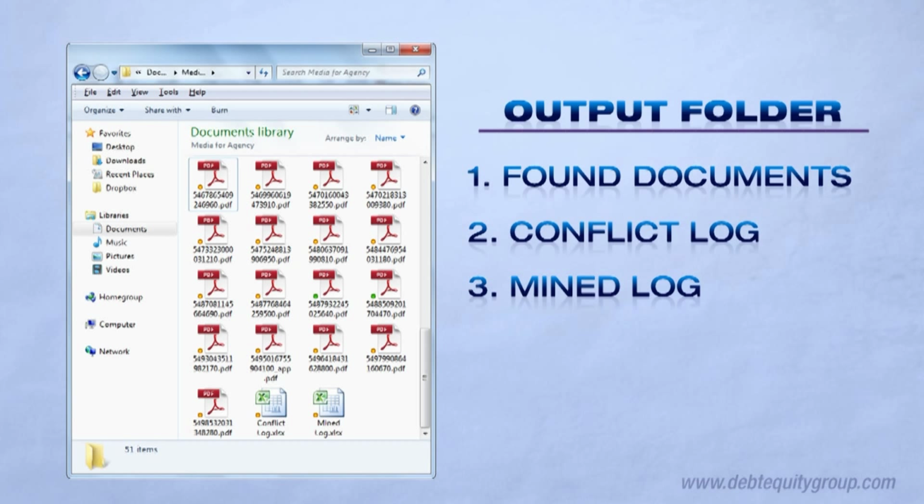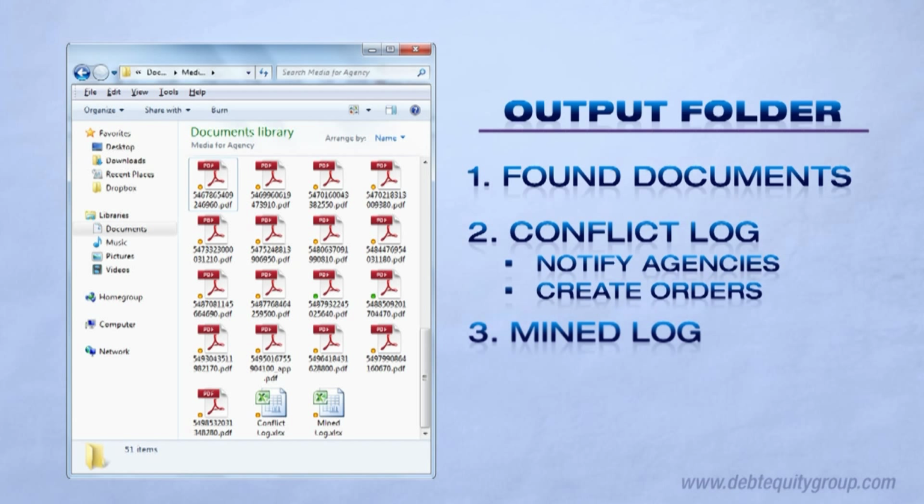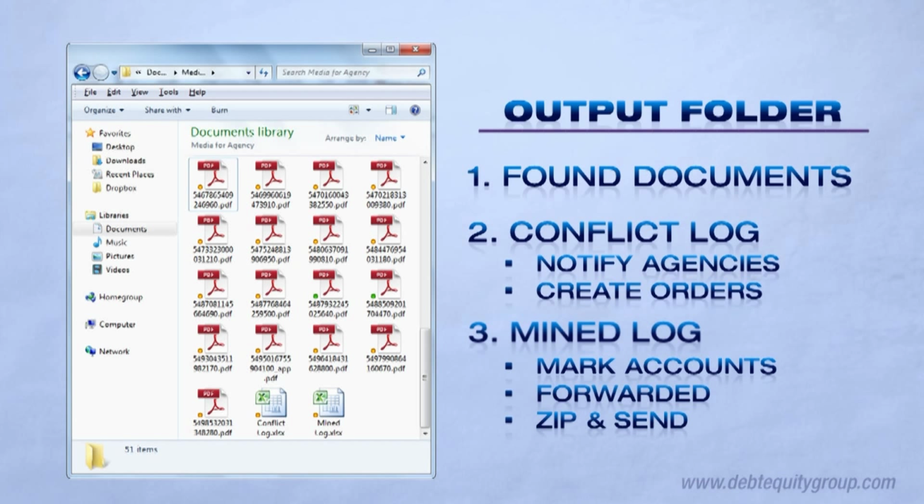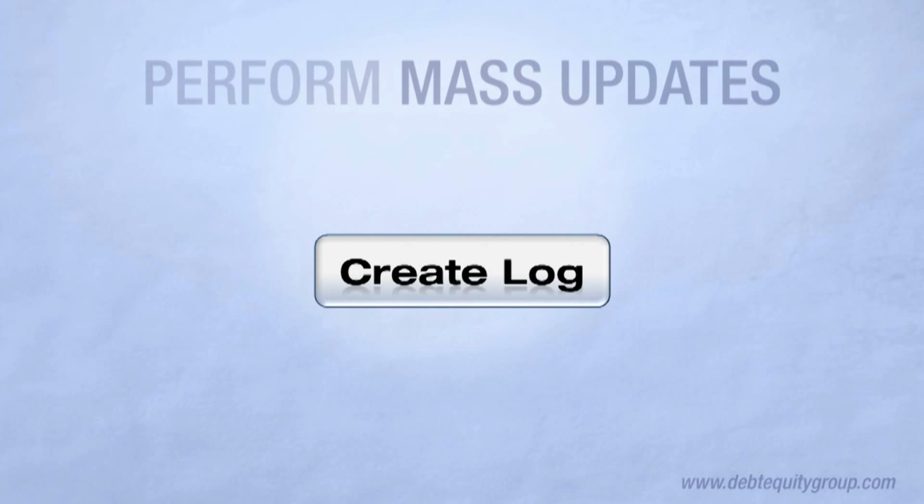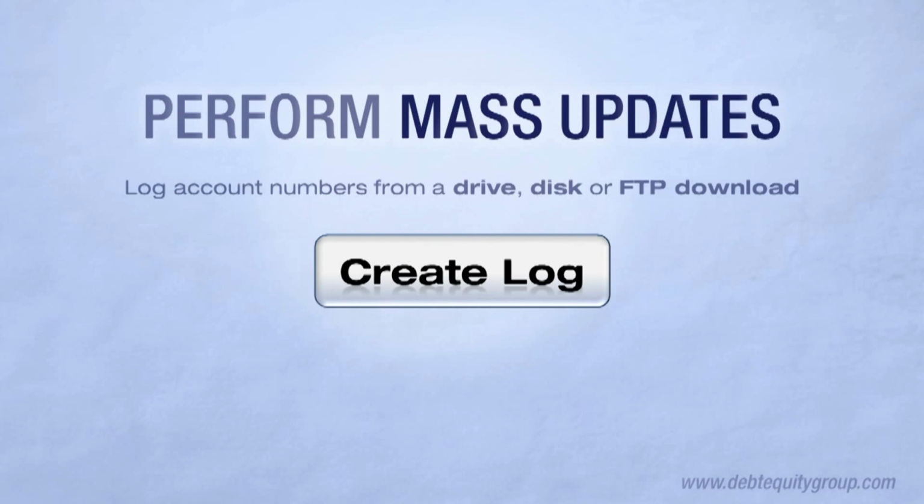You can use your conflict log to either notify your agencies or buyers that no media is available, or you can also use it to create an order to send to your seller. You'll be able to use the mind log to mark your media management system or collection platform to show all the documents requested have now been forwarded to the personnel or agency who requested them. Even better, you'll be able to compress the results of your search and forward them instantly. Pretty smart, eh?